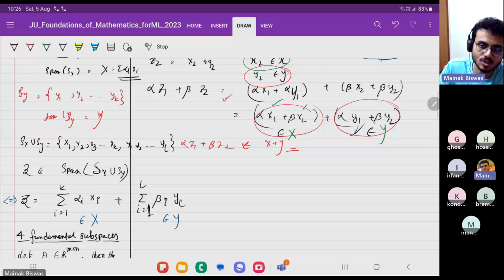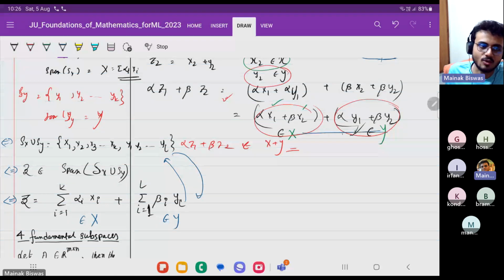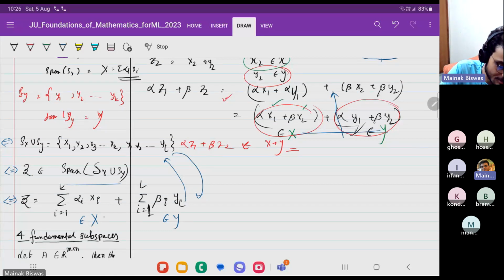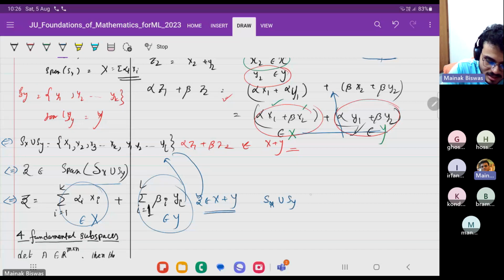So if you can write x plus y, you can start from here and go upwards. Same steps backwards, and you will get Sx union Sy. Others, you understood, right? So if Z belongs to this set, Z can be written as this belongs to x, this belongs to y. So Z belongs to x plus y. So Sx union Sy spans x plus y.